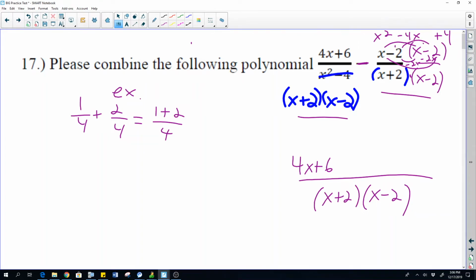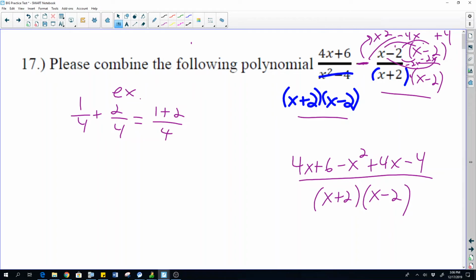Then, this is where people make mistakes on the test, the negative. We're going to have to multiply that negative all the way through all these terms. So we change that x squared to a negative x squared. We change that negative 4x to negative times the negative, which is a positive 4x. And then negative times the positive 4 is a negative 4.